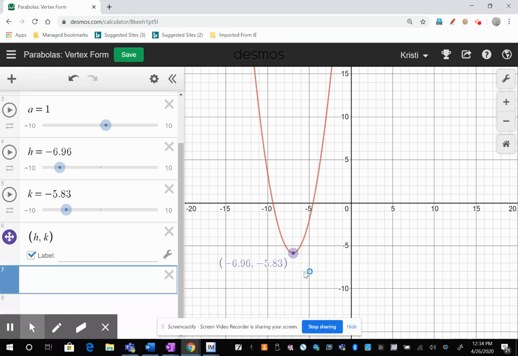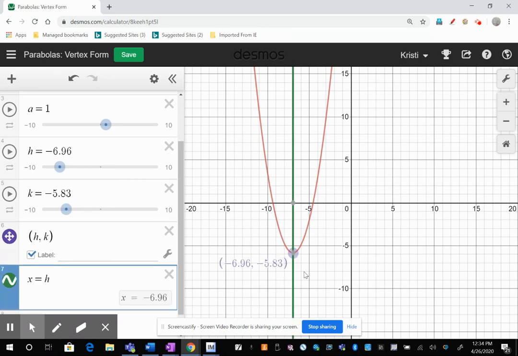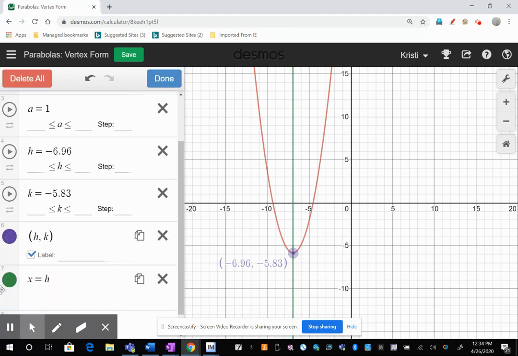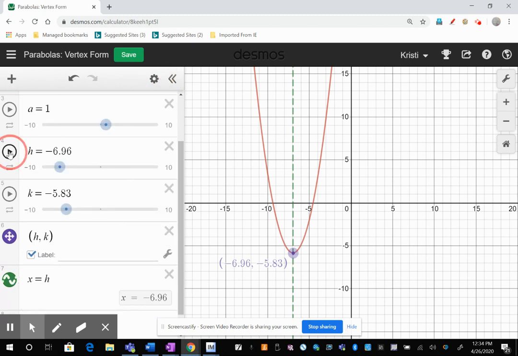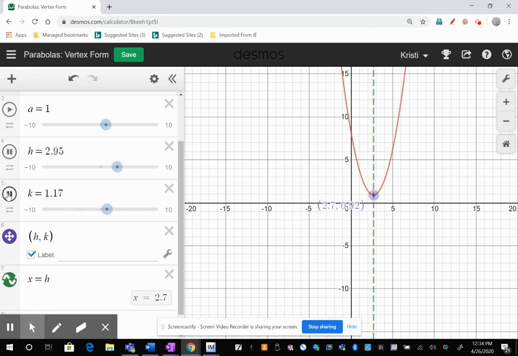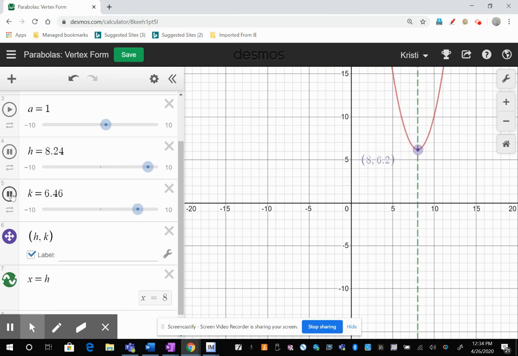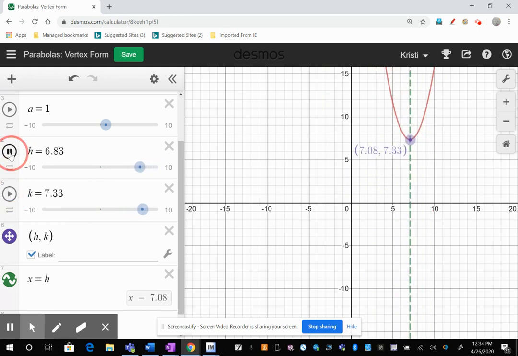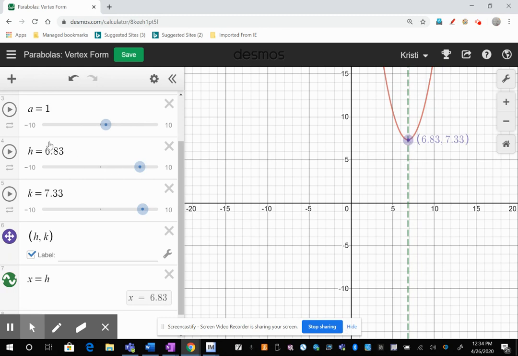So if I just say x equals h, whenever h moves, let me change this to a dotted line. Done. So as we move these, the axis of symmetry stays with it. And if you look, the axis of symmetry is always the h value.